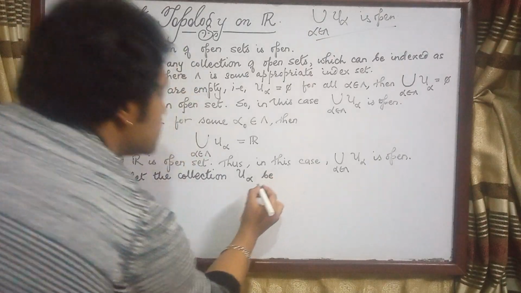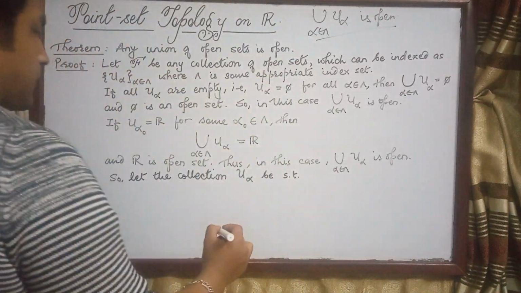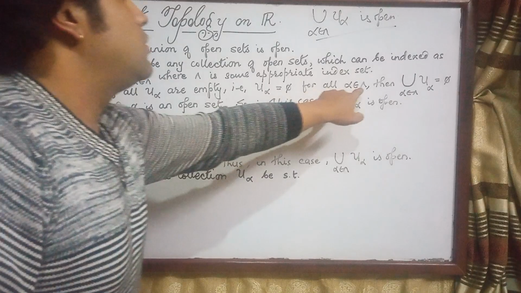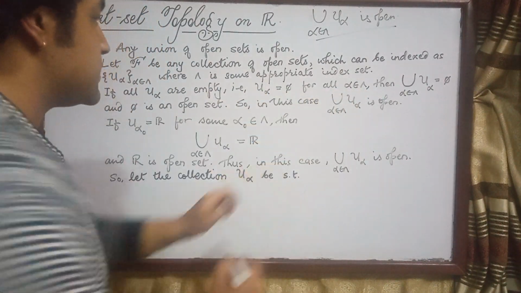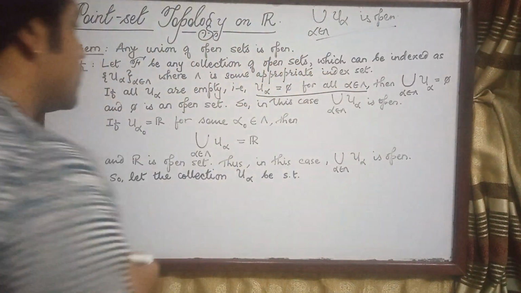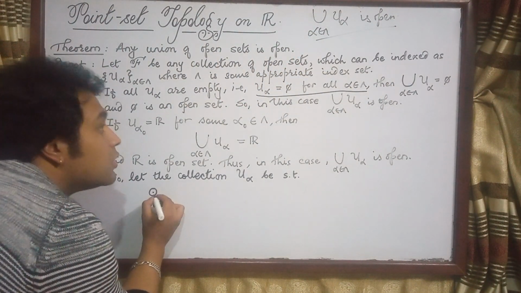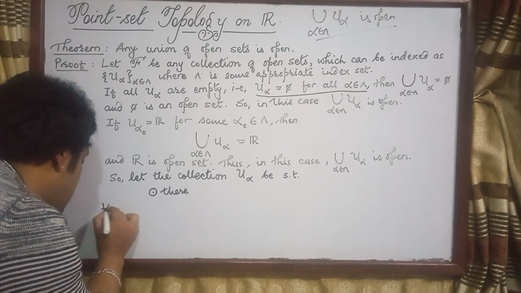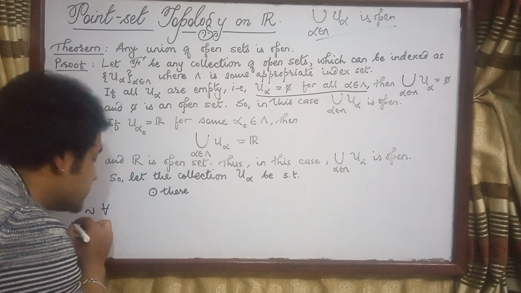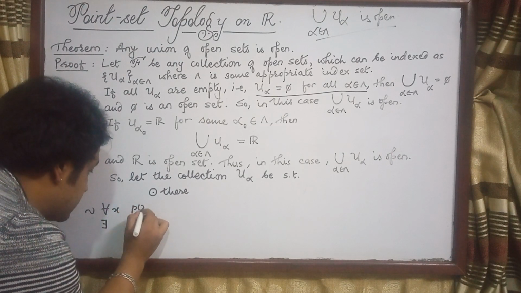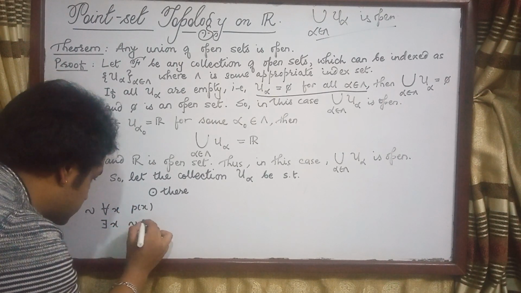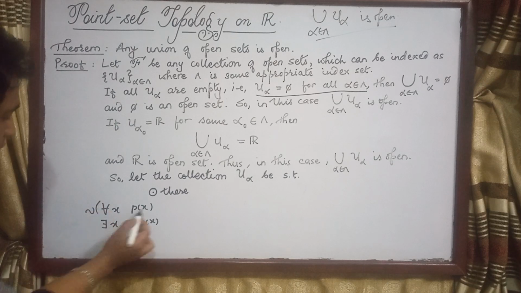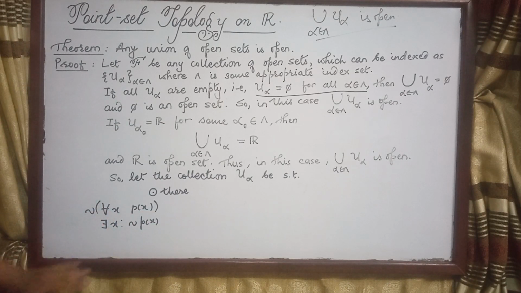U alpha b says that, so for all alpha, U alpha equal to phi. We've considered this case already. So it says that there exists... now, the negation of for all is there exists, isn't it? For all x, p(x) means there exists x such that not p(x). This is the negation of this statement. For all x, p(x) can be negated as something like this.